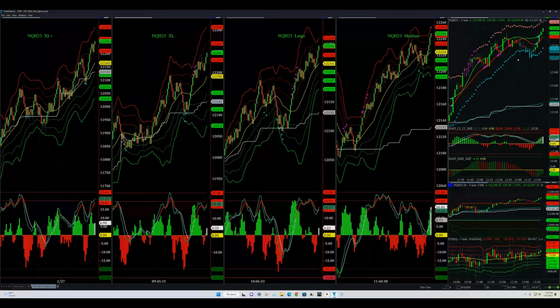And you could have gotten in earlier with mediums here. Let's say the first cross up is right here, right there. So you would have been in at about the same, 225. And something else to look at here are these sigma bands.